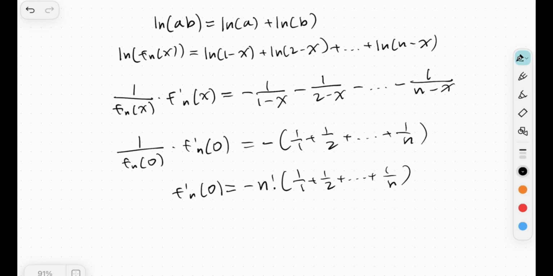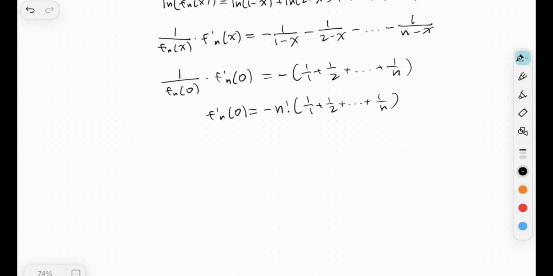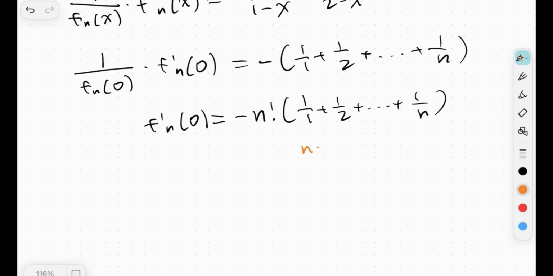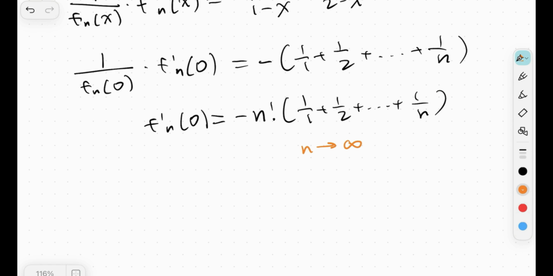Right. And now, let's revisit our original question. We want to see whether or not the limit of this would converge. So precisely, look at this. We want to take n to be infinity for this entire expression and see if it converges. Well, what happens? This n factorial would obviously blow up, right? However, what about this? Well, this is the famous harmonic series, right? And famously, this would also diverge to infinity. So actually, this entire expression would diverge to negative infinity because of this negative sign, right?